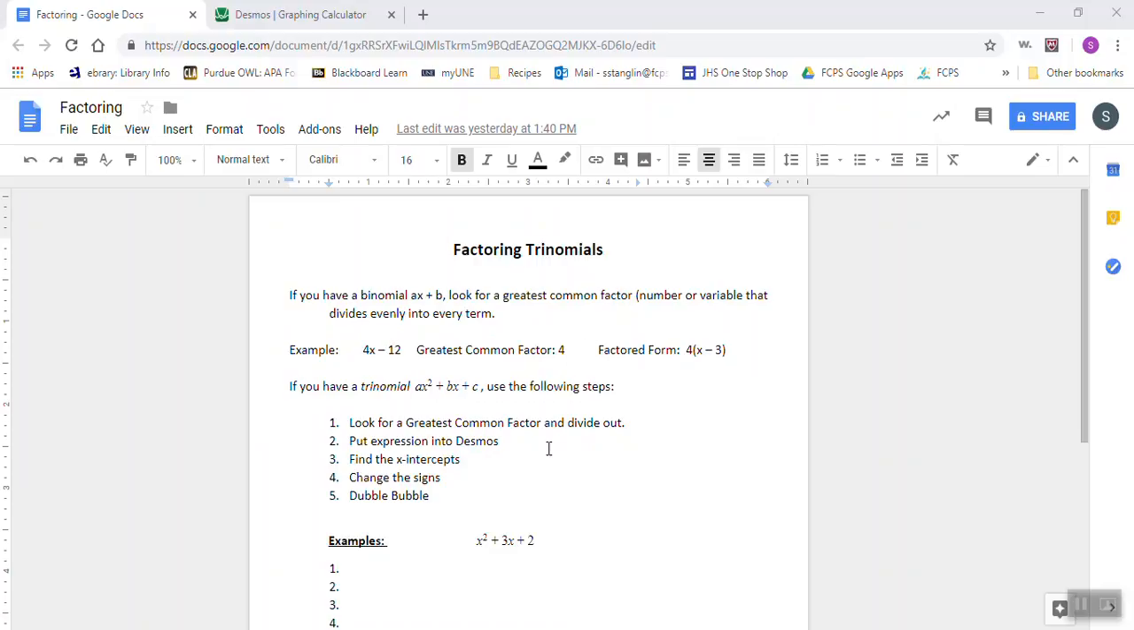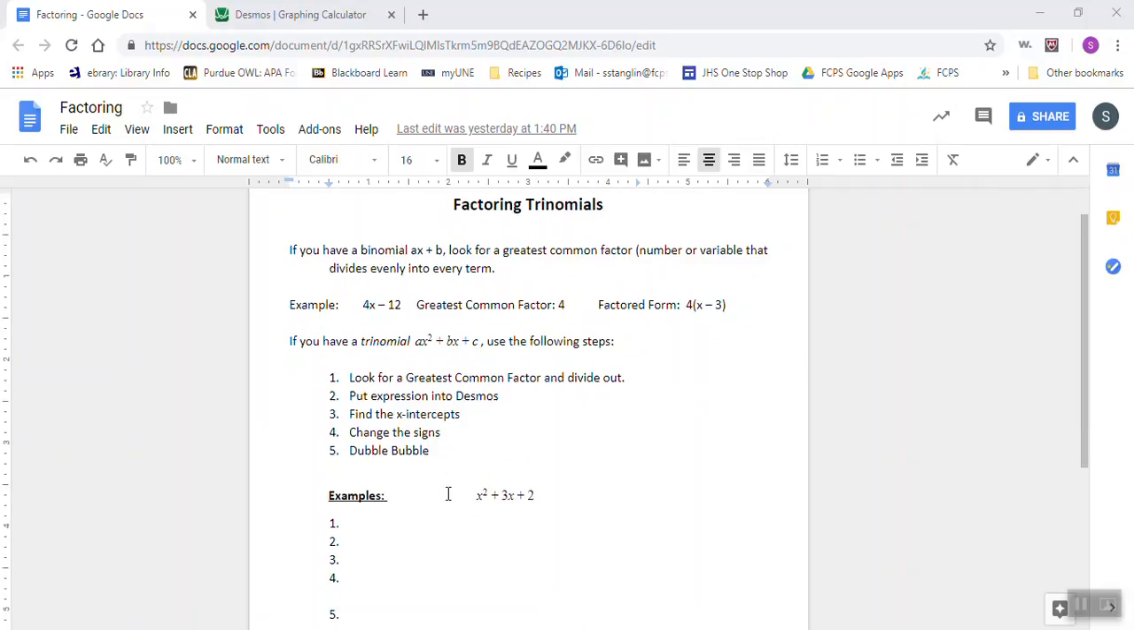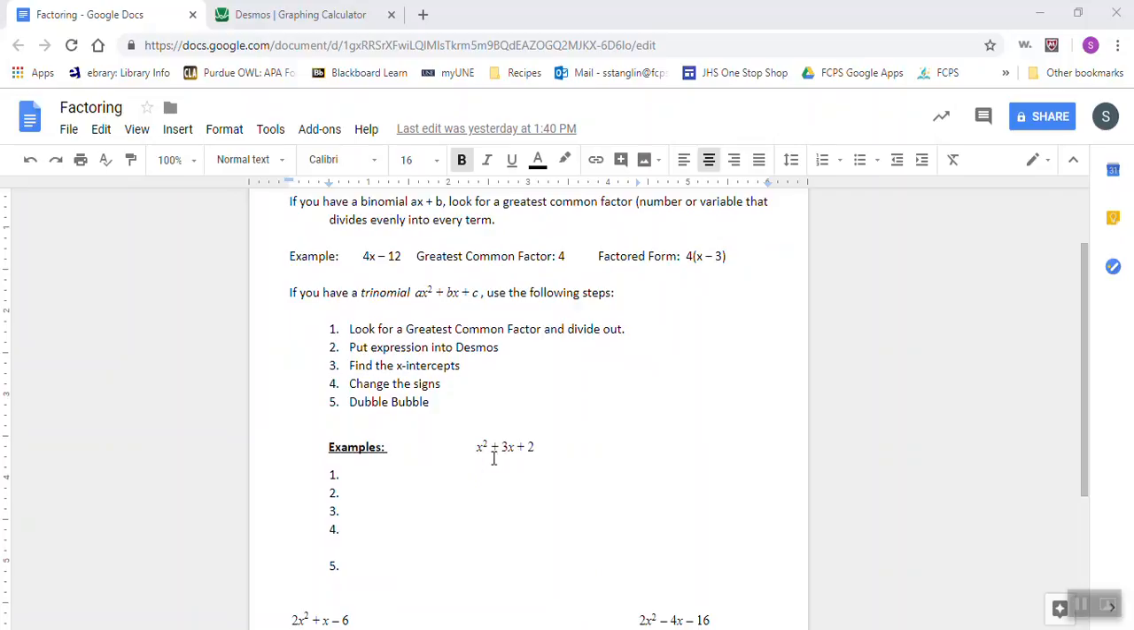negative 12 divided by 4 gives me negative 3. If we have what's called a trinomial, so 3 terms, then we have to use the following steps. So the first step is to look for a greatest common factor and divide it out. Then we can put the expression in decimals, find the x-intercepts. Because we're looking for factors, we have to change the signs. And then we're going to do something called double bubble, which means to set up the parentheses. So let's look at this first example, x squared plus 3x plus 2.